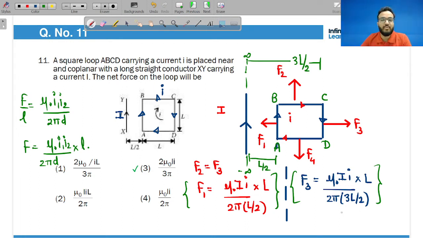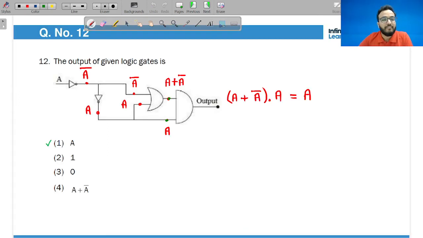Now you know F1 and you know F3. Now what you have to do? These are in opposite directions, you can find out. See, the current in AB is in the direction of the wire, so they will attract each other, and the current in the wire CD is opposite to the current carrying long wire. Obviously they will repel each other, so F1 is going to be of attractive nature, F3 is going to be of repulsive nature, so hence they are in opposite direction, so we will say F1 minus F3 will give you the resultant answer, right?